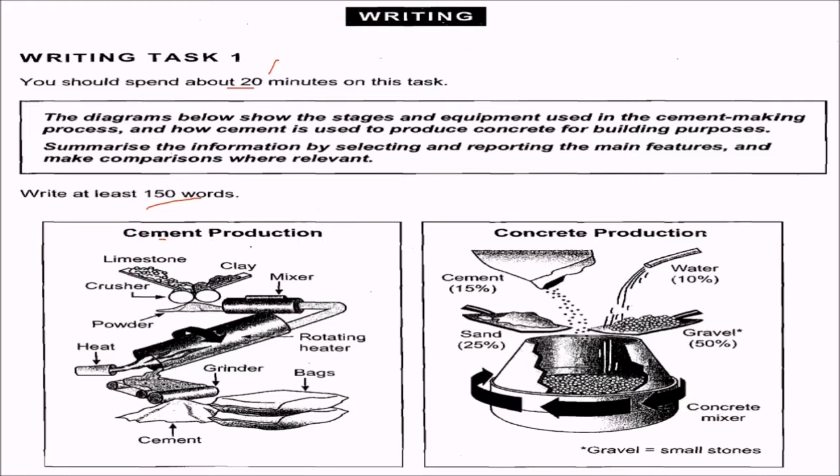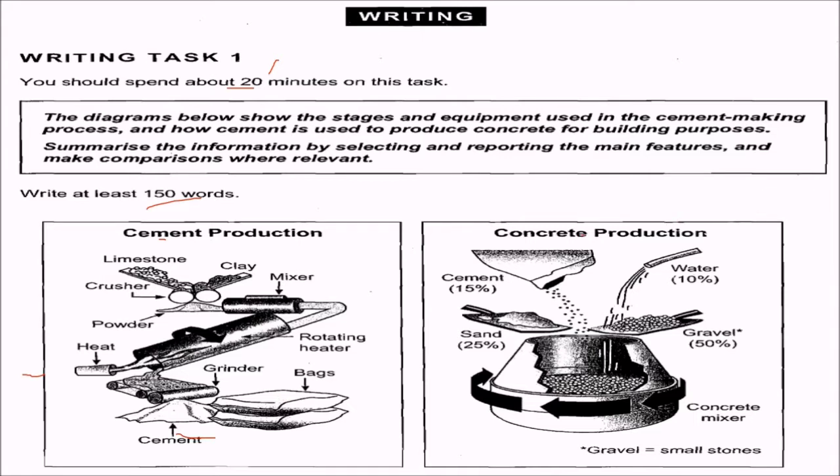So this is cement production. You have limestone and clay. A crusher crushes them, and finally the powder arrives. This powder is then passed to the mixer. With the help of a rotating heater, there is also a source of heat. Once this is heated, then the cement comes. But before that, the grinder grinds the content of the heated mixture, and the cement is produced. This cement is then packaged into bags and distributed.